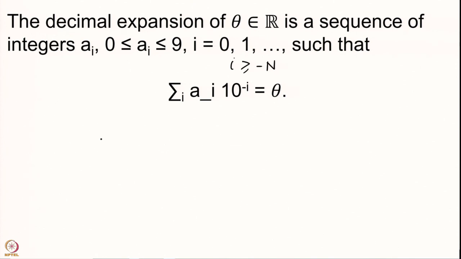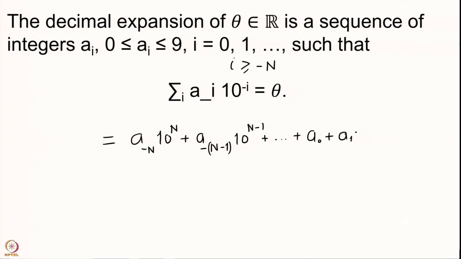So, we have this expansion which will be a_minus n 10 power n plus a_minus n minus 1 10 power n minus 1 plus dot dot dot plus a_0 into 10 power 0, which is just 1, plus a_1 into 10 power minus 1 plus dot dot dot. This is our expression for theta.